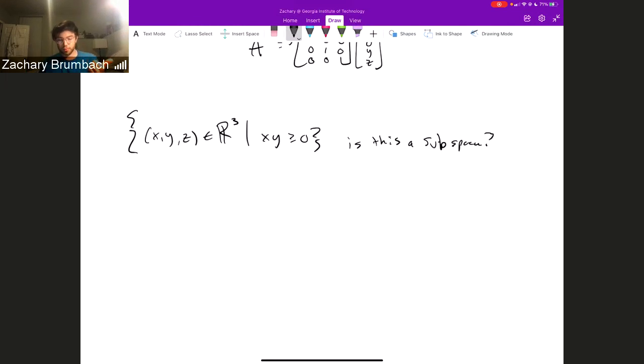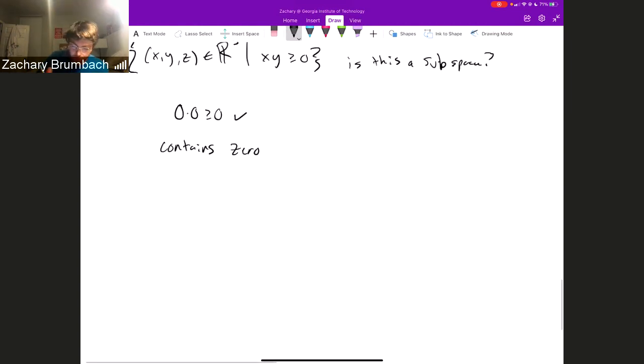Check one: if we plug in (0, 0, 0), do we get 0? That means we have 0x times 0y, which is greater than or equal to 0. Check. So it contains 0. That's condition 1. Condition 2, closed under addition. How do we check this?